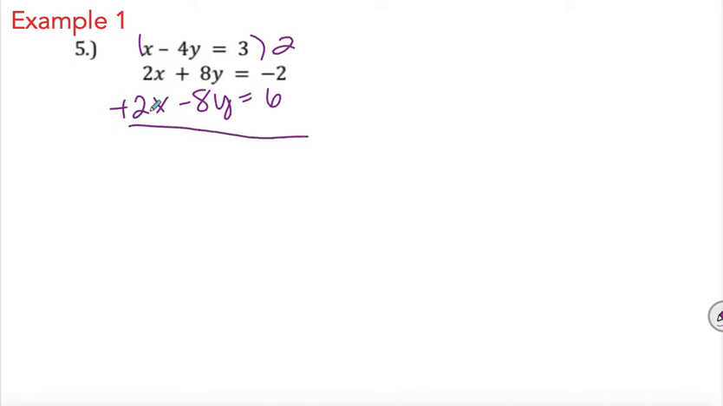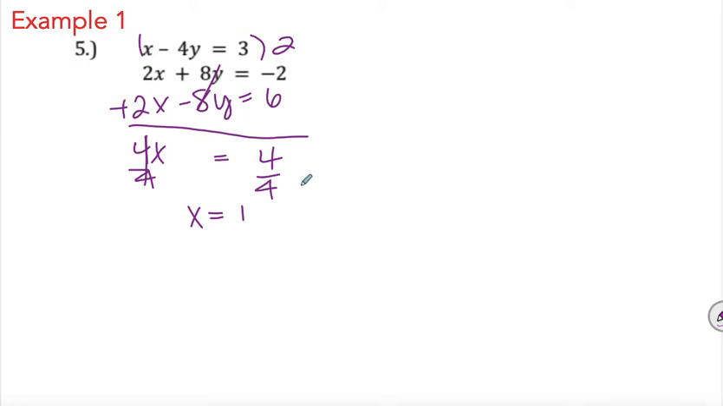So now 2 plus 2 is 4. My 8y's cancel out. I bring down my equal sign, and -2 plus 6 is 4. And so to get x by itself, I would divide both sides by 4, and x would equal 1.